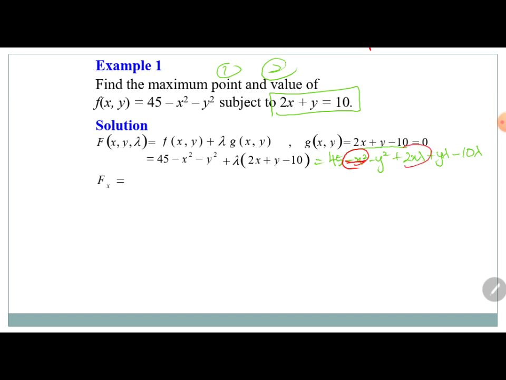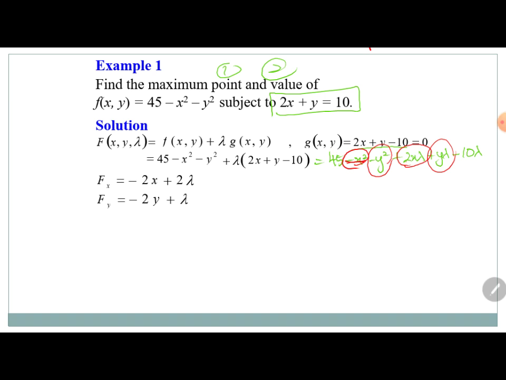And then 2x lambda. Differentiate negative x squared, we get negative 2x. Plus 2x lambda, we get 2 lambda. Why? Because lambda is also a constant. Then f sub y: differentiating with respect to y, we have negative y squared and y lambda. Negative y squared will be negative 2y, and plus y lambda will be lambda only.